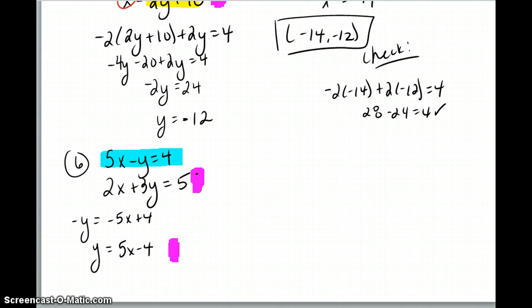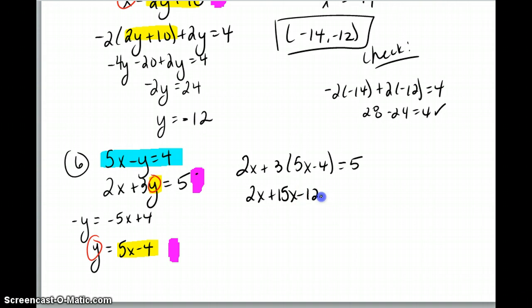Okay. So remember, the first thing you do is isolate a variable. So now I have my two equations. I have y there, y there. Highlight it and highlight it. So we get 2x plus 3 times 5x minus 4 equals 5. 2x plus 15x minus 12, make sure you distribute through to everything. 17x equals 17 and x equals 1.